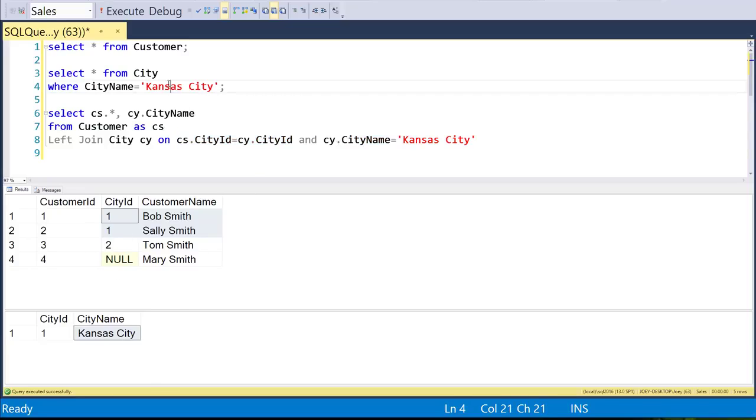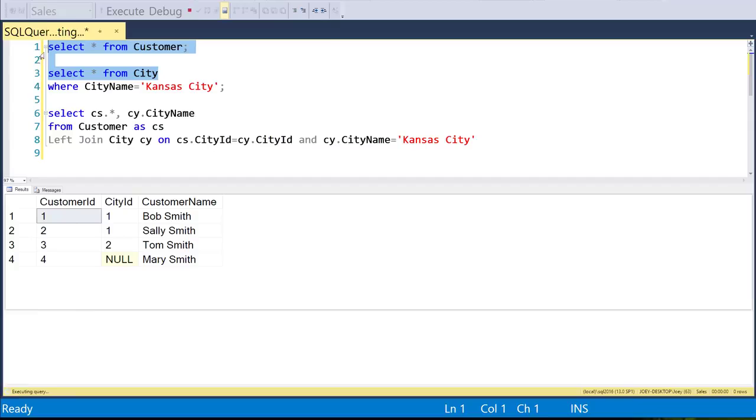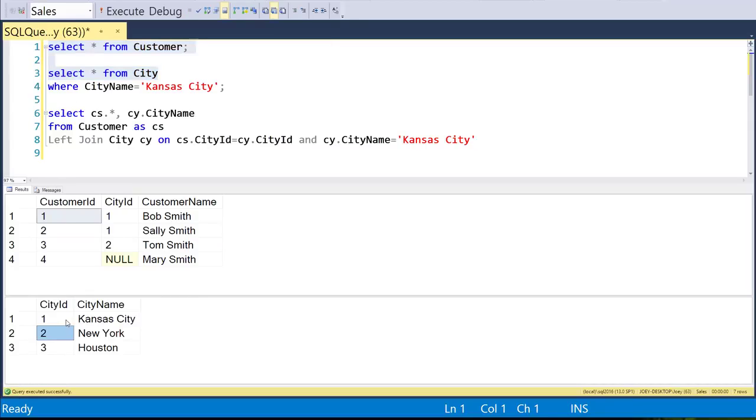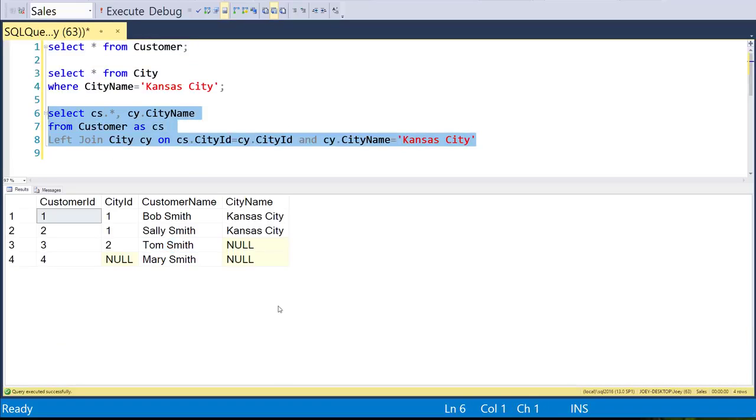So it's like you have this, instead of what we originally had, which is we had 3 cities, and so we picked up New York on Tom Smith. So let's run this again so you can see the results. And you can see that we filtered that city table down to just Kansas City, so Tom Smith didn't get picked up either.